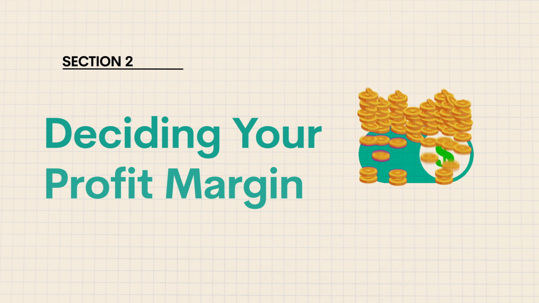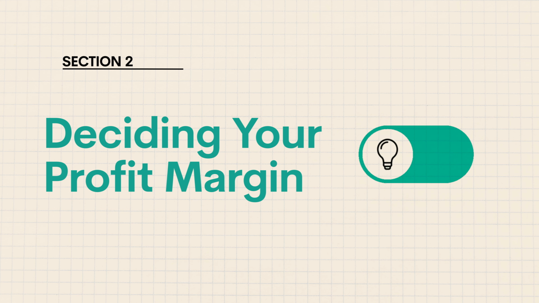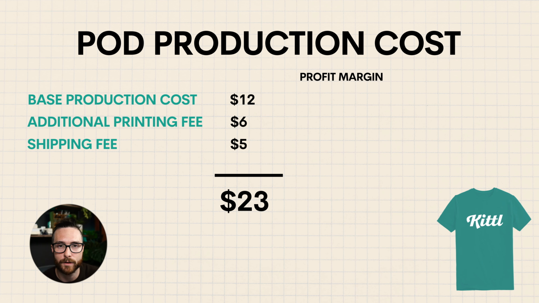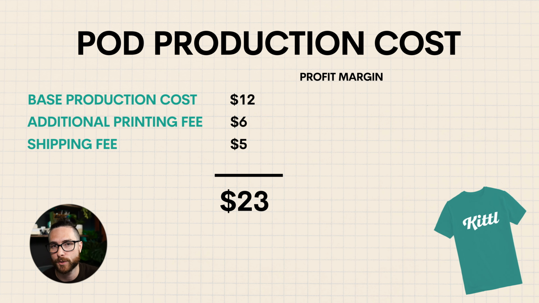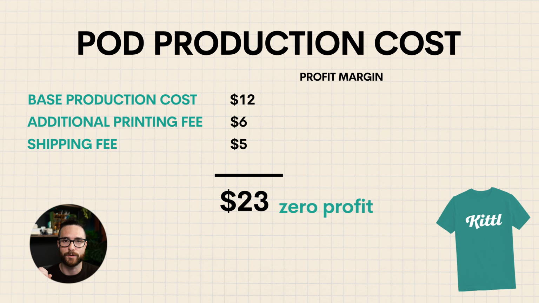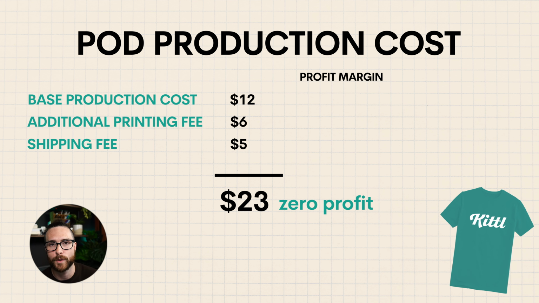So section 2 is deciding your profit margin. The profit that you want to make is a percentage of money that is on top of the production cost. Essentially, you're going to add money to this so that you can gain a profit. If in our $23 shirt example, you listed it for $23, you would make zero money because all of that money is going to the Printful or Printify or whatever you are using.